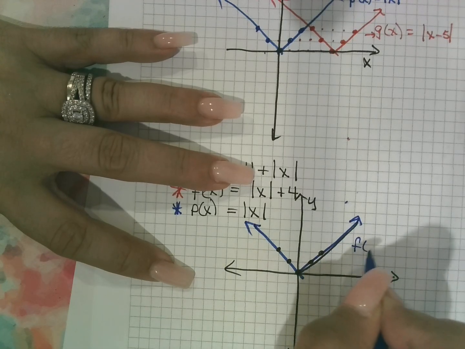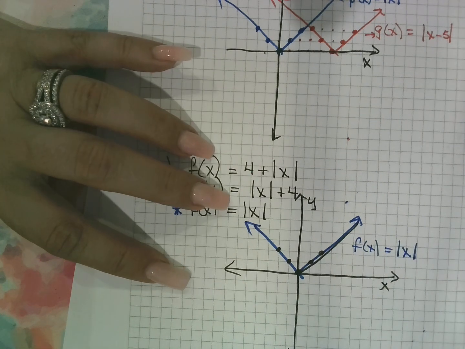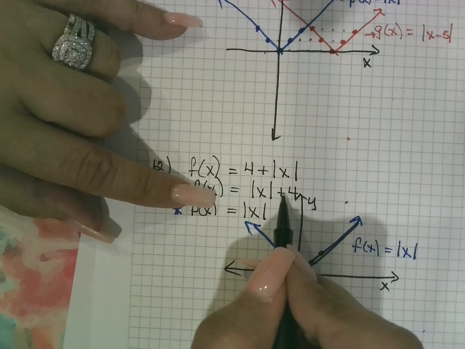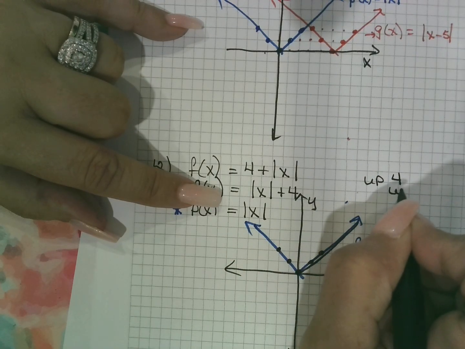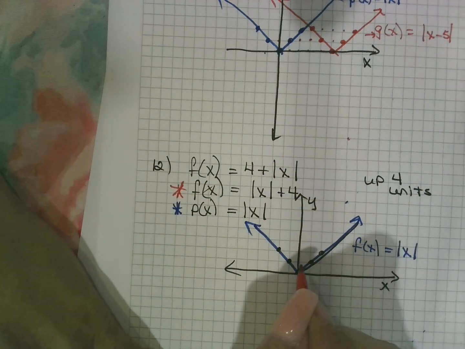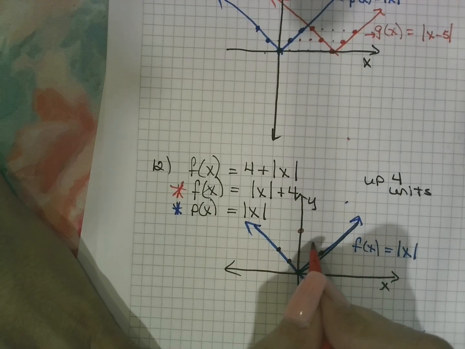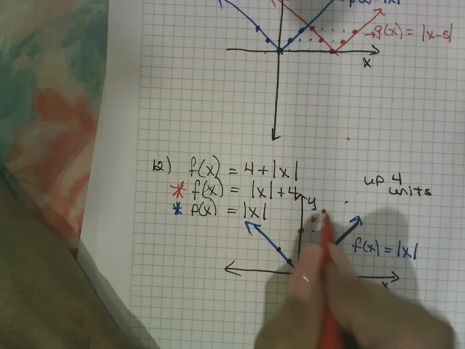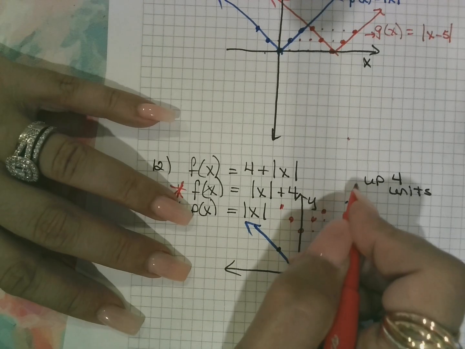This is f of x equals absolute value of x. And if we look, we have a plus 4 outside of the function. That means up 4 units. So we're going to take a few points and go up 4 units. 1, 2, 3, 4. 1, 2, 3, 4. 1, 2, 3, 4. And then you can see the symmetry and get the other part.